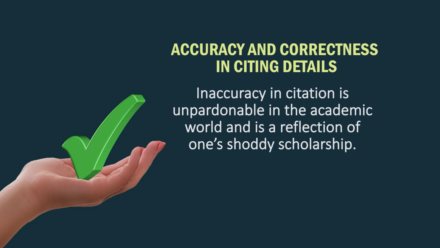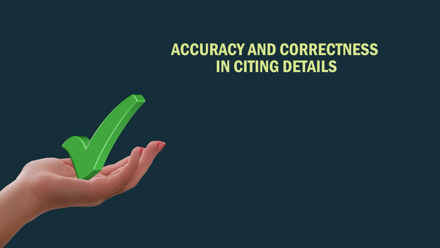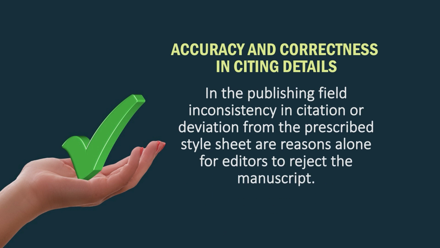Inaccuracy in citation is unpardonable in the academic world, and it is a reflection of one's shoddy scholarship. In the publishing field, inconsistency in citation or deviation from the prescribed style are taken serious note of, and these are reasons alone for editors to reject the manuscript.